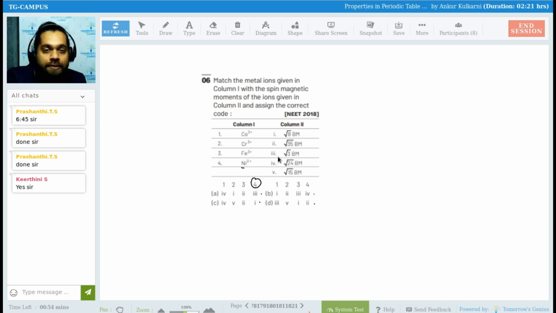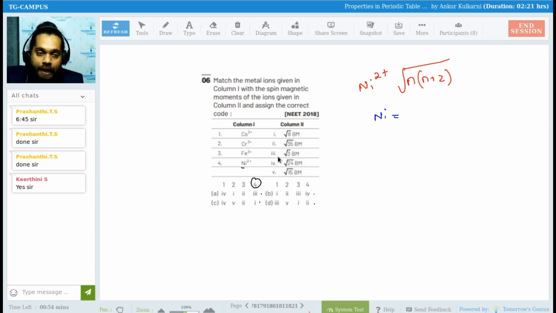It is Ni2+. Yes, Kirtini, what will be the answer? Ni2+. What is our formula? Square root of n times n plus 2. Kirtini, what is the atomic number of Ni? Gopinath, Prashanti, Arjuna, what is the atomic number of Ni? It is nothing but 28.